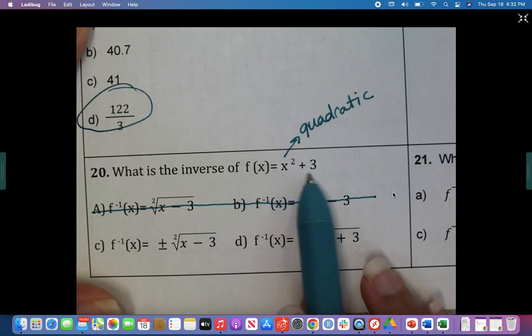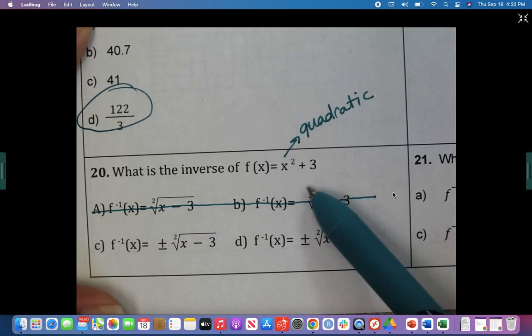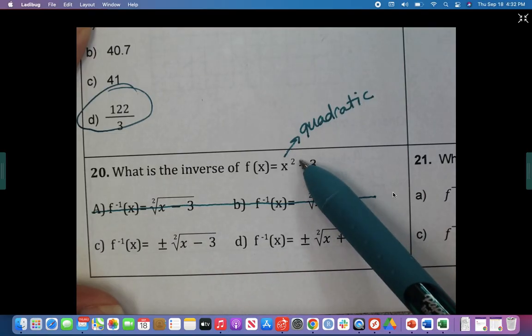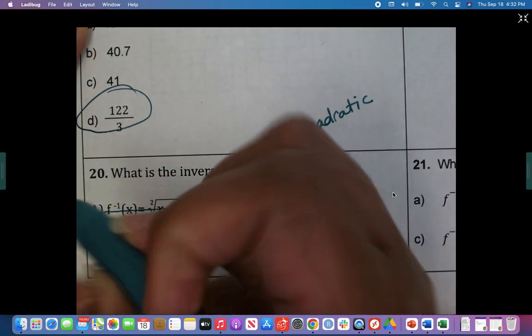So I'd have to undo the operations to solve for y. That's a plus 3. So remember you undo that with subtraction. So you need the one that says x minus 3. Only one of them says that. This one says plus 3, so that wouldn't be the same because those are the same operation. So it needs to be the opposite, so it would be C.